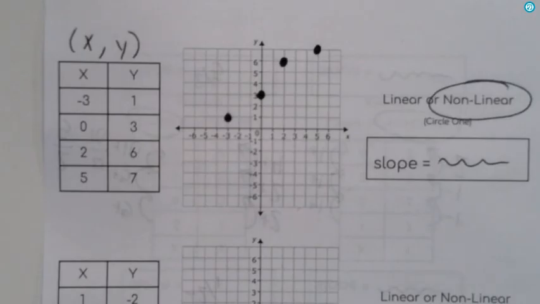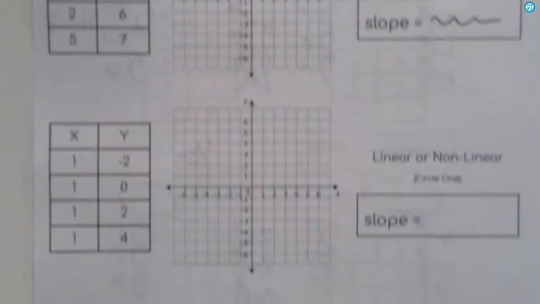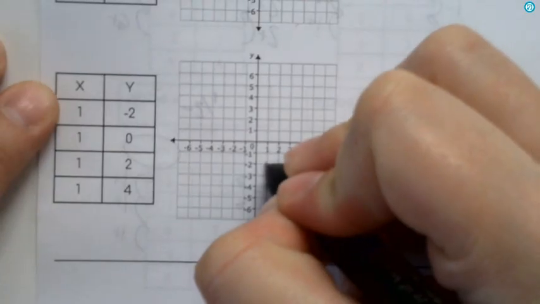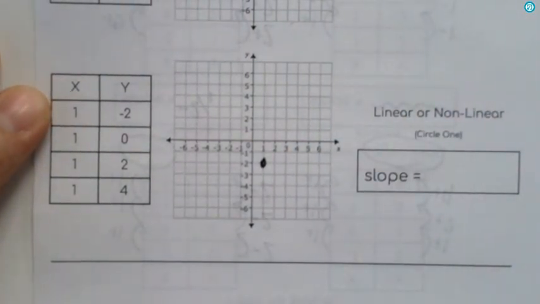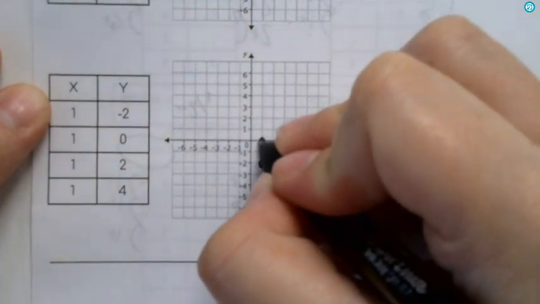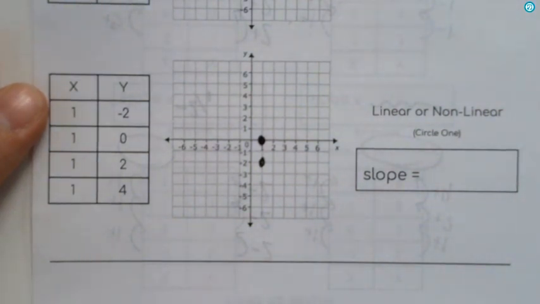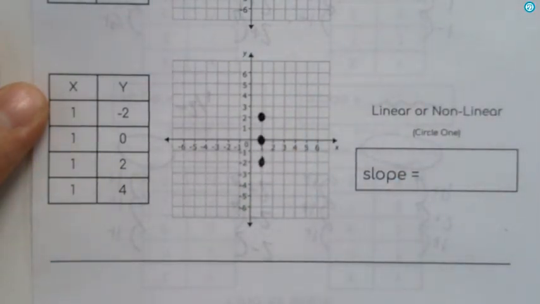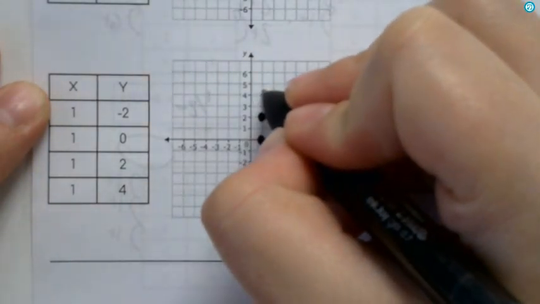Hey, last one we've got, another one we're going to graph. What do you notice about this one? The x's are all the same. Yes. So we're still going to graph it. We've got 1, -2. So we go right 1, down 2. 1, 0. So over 1, up 0. 1, 2 would be right 1, up 2. And 1, 4 would be right 1, up 4.